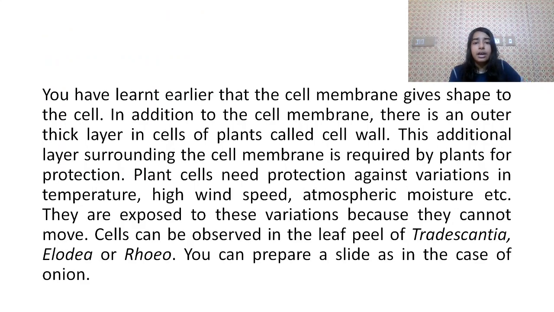You have learnt earlier that the cell membrane gives shape to the cell. In addition to the cell membrane, there is an outer thick layer in cells of plants called the cell wall. This additional layer surrounding the cell membrane is required by plants for protection. Plant cells need protection against variation in temperature, high wind speed, atmospheric pressure, atmospheric moisture, etc. They are exposed to these variations because they cannot move.